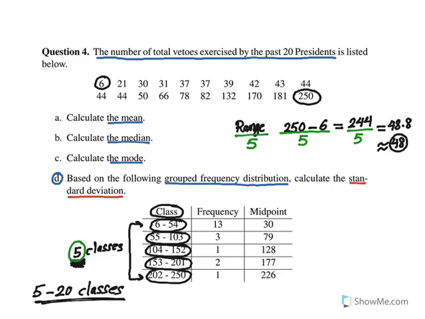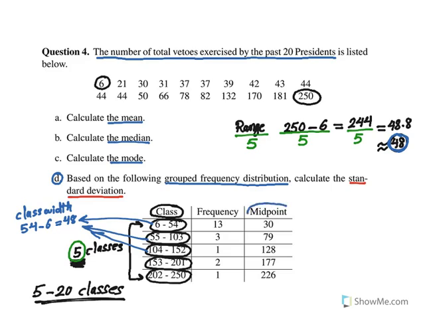for example, if we look at the first class, what's the class width? The class width would be 54 minus 6, which is this 48 that I have here. That's how the class width is computed. Notice that all of them are 48 if you compute the class width.